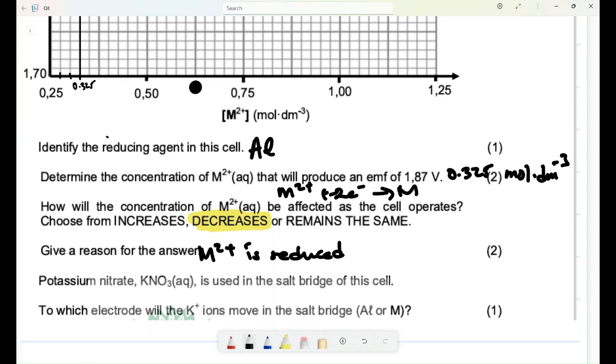Why? Because its oxidation number went from 2 plus to 0. That's how you can also check it. If you undergo reduction, it means your oxidation number decreases from 2 plus to 0. If you undergo oxidation, it means your oxidation number increases from whatever to whatever.